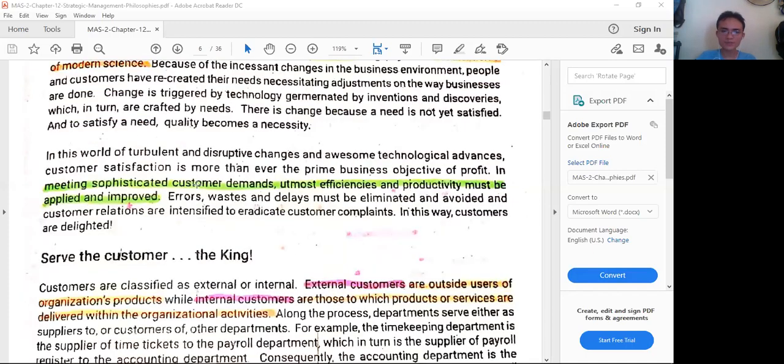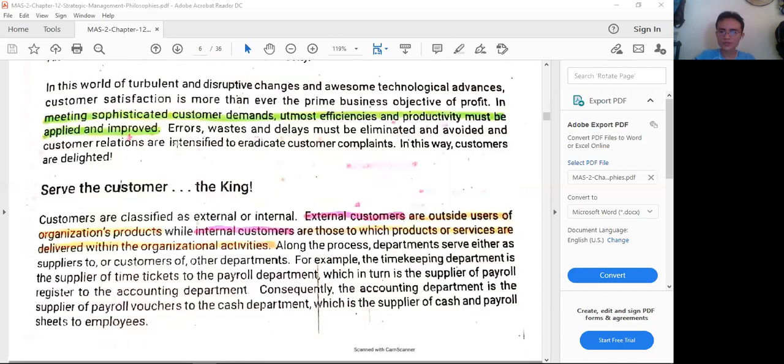And then I love the word disruptive, turbulent and disruptive changes and awesome technological advances. Customer satisfaction is more than ever the prime business objective of profit. So in addition to profit, customer satisfaction, customer wants and needs should be satisfied in order to sustain in the long run. All right. We want also to minimize, if not eliminate, errors, wastes, and delays.